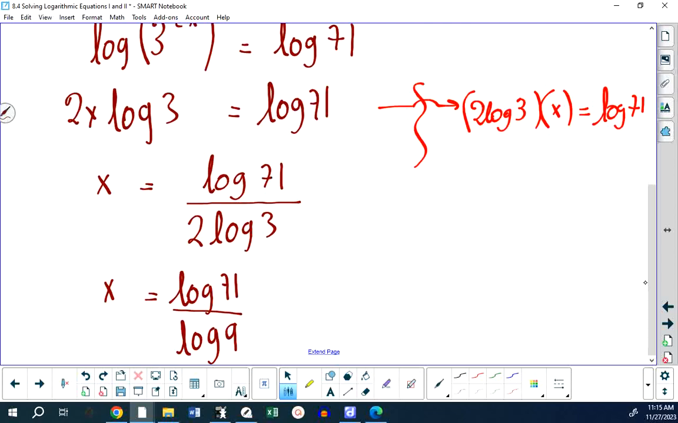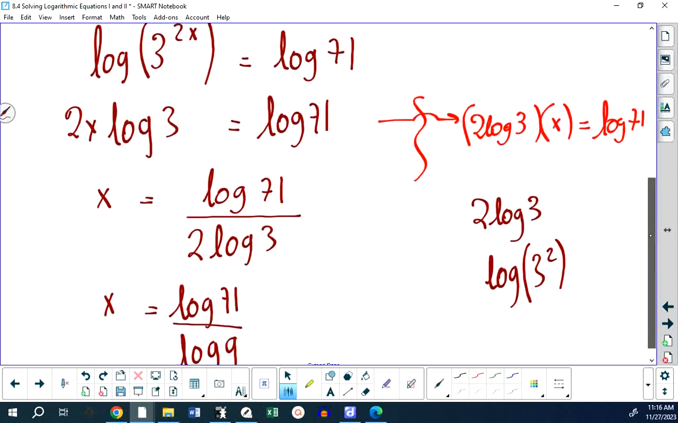And I'm hoping everybody's at the point when you see 2 log 3, you say that's log 9. Because 2 log 3 is equal to log of 3 to the 2, which is log of 9. Which brings up an interesting idea. Right here, when I brought that 2x down, I could have just brought the x down and left the 2 up there.